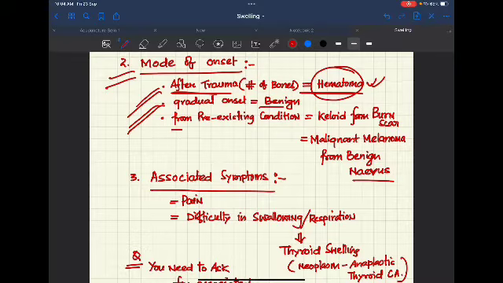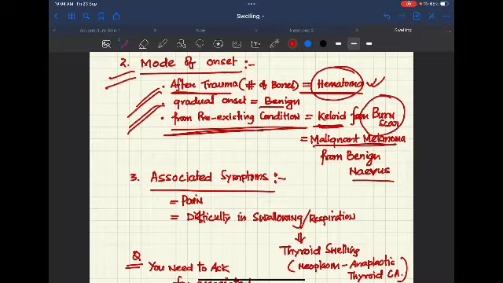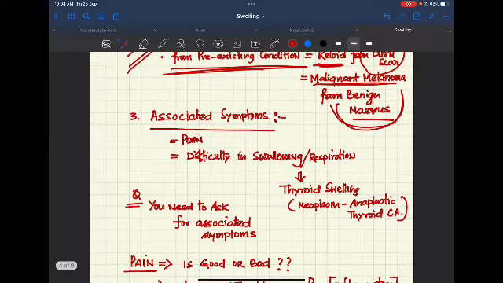If it is from a pre-existing condition, remember two important conditions. One is keloid. Keloid actually occurs from a pre-existing condition like a burn scar, right? Malignant melanoma, one of the skin conditions, you will come to know later on, actually comes from a benign nevus. These two are important you should know at this moment.